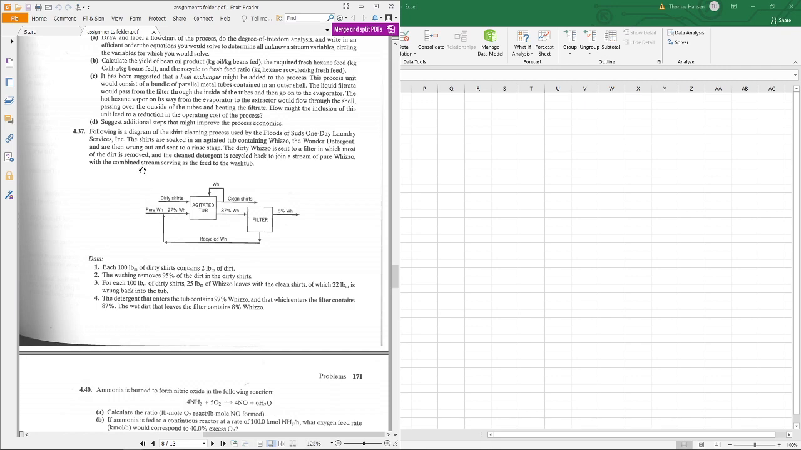As you can see, we have the drawing already. This is for the washing of dirty shirts. So we wanna somehow get this put into Excel. One of the reasons I picked this one to show you is because down here in the data part, we are being given a lot of information that might be a bit tricky to see how you convert into Excel.